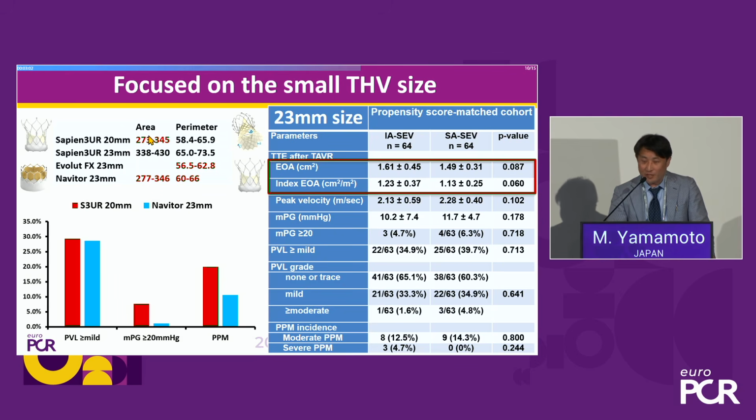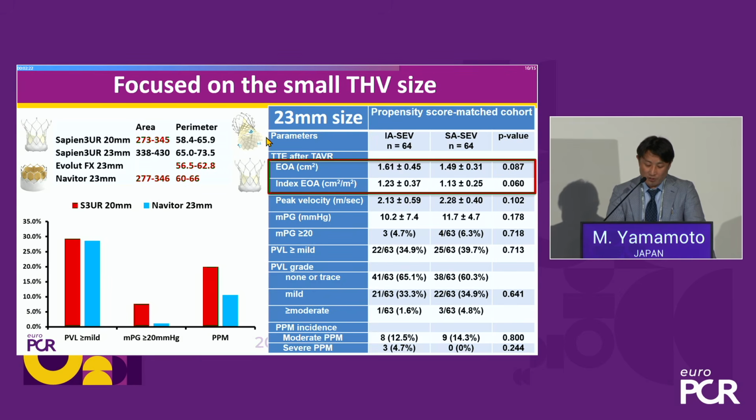And for the target range of the annulus, we need to consider that the Navitor 23, the intra-annular self-expander 23, is truly covered in the range of the Sapien 3 Ultra Resilia 20 mm, not 23. So we need to compare the results between the 20 versus 23. If we focus on the balloon-expandable valve and the intra-annular self-expandable valve, the rates of PVL are similar, and the rates of mean pressure gradient more than 20 and of PPM are lower in the intra-annular self-expandable valve.